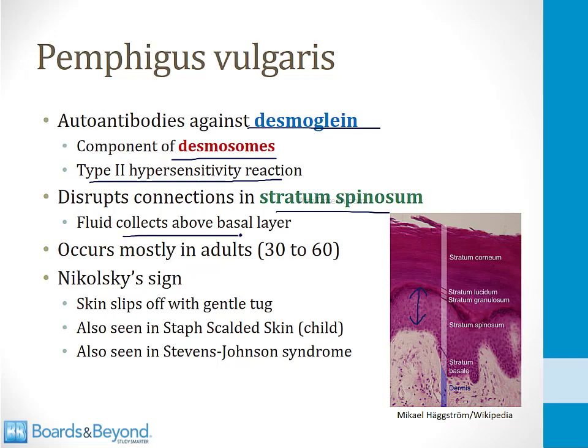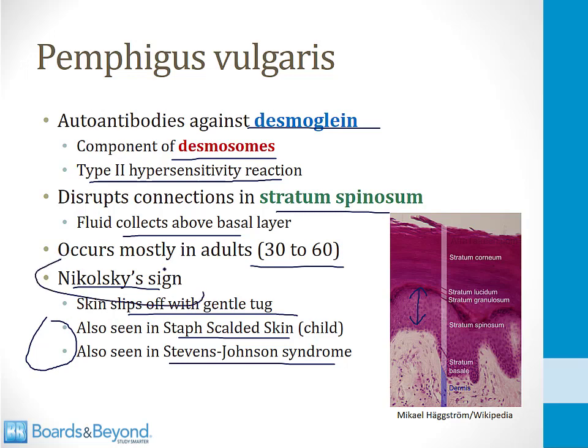This is mostly a disorder of adults. The typical age when it occurs is about 30 to 60 years old. And pemphigus vulgaris is one of several causes of Nikolsky's sign. Nikolsky's sign is when the skin will slip off with a gentle tug. You can see that in pemphigus. You can also see it in staph scalded skin syndrome in children. You can also see it in Stevens-Johnson syndrome. And in all of these syndromes, what's happening is that you have loss of connections in the epidermis, and that allows the skin to just slip off.